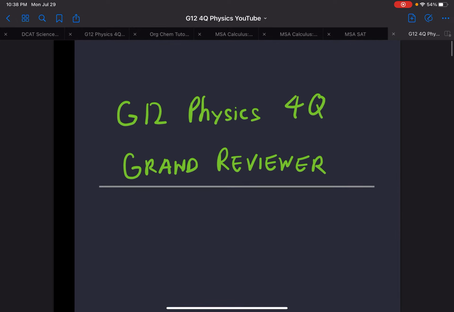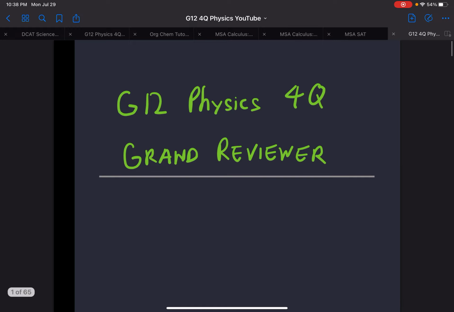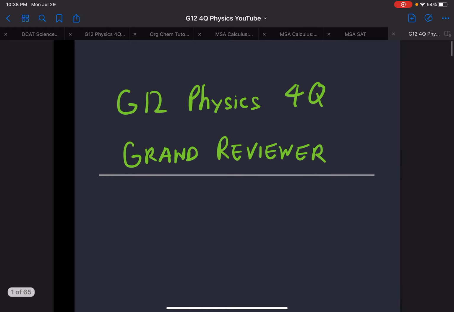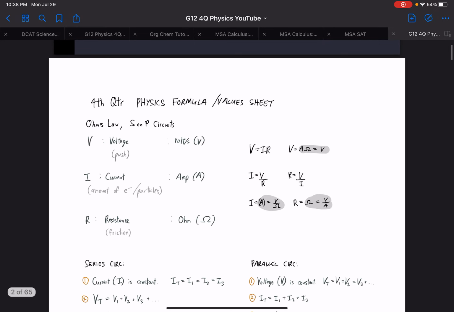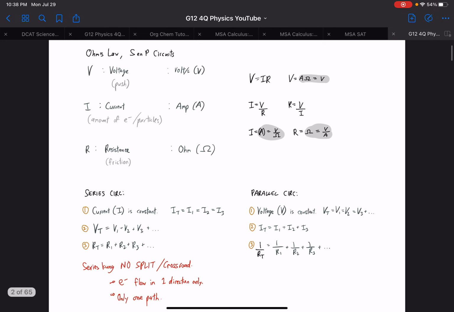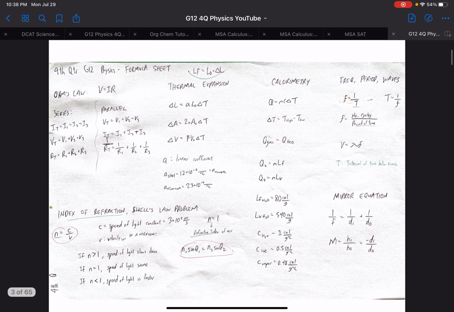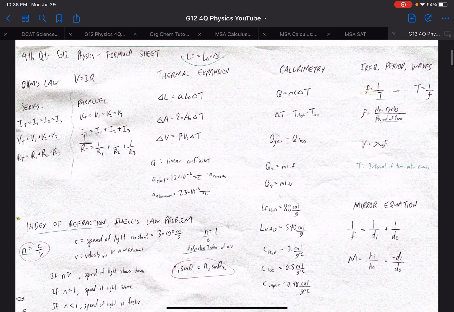In this video, perhaps in just one video, hopefully, I'll be showing you my grade 12 physics fourth quarter reviewer. Basically, this is the formula sheet that I've used for the quarter exam.